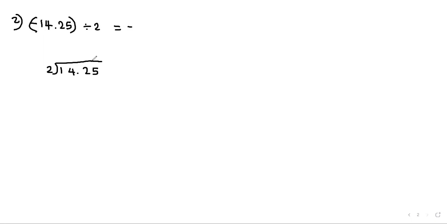14.25. Remember, our answer will be negative because we are having a negative divided by a positive. So can we get 1 divided by 2? Yes or no? No, because 1 is smaller than 2. Okay, so now we get the whole of it as 14. What is 14 divided by 2? 7, very good. We write 7 on the top of 14.